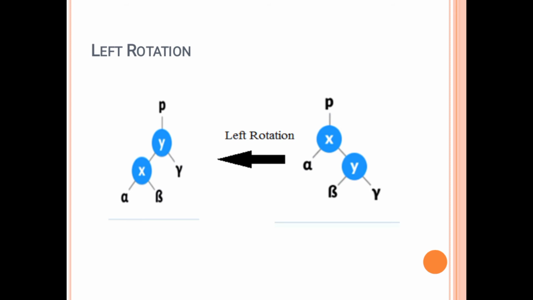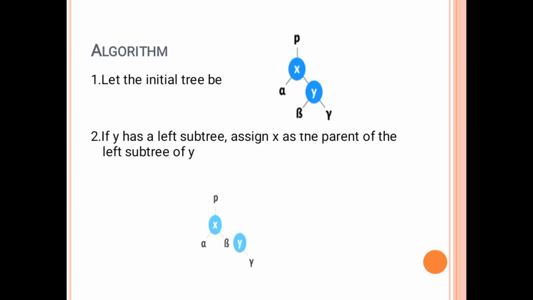Here y has a parent, and x goes to become the child of y. This is the left rotation. Next, we have to do the steps one by one. This is the algorithm of the left rotation.